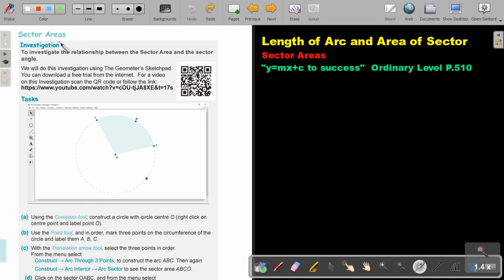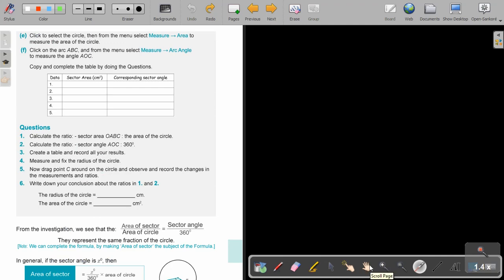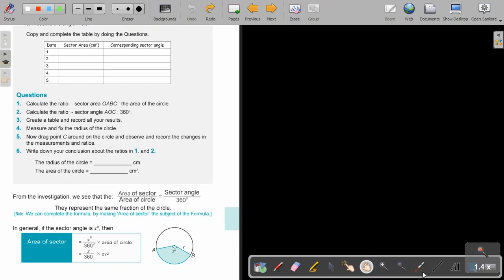For this investigation, you can just press on this QR or this link and have a look at the investigation, but I will only look at the conclusion. So let's just move it up. From this investigation, we see that area of sector over area of circle equals sector angle over 360. They represent the same fraction of the circle.